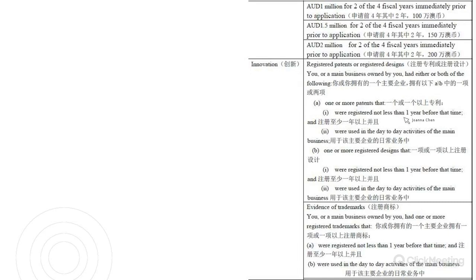If they want the 188A visa, then they need these points. If they do 188B, then they need this. For 188C, which is the significant investor visa, there's no point system required, because they have 5 million, right?